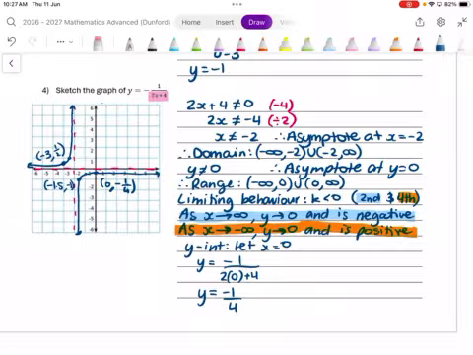Okay, and that's it. Oh, I'm missing the function. So y equals negative 1 over 2x plus 4.